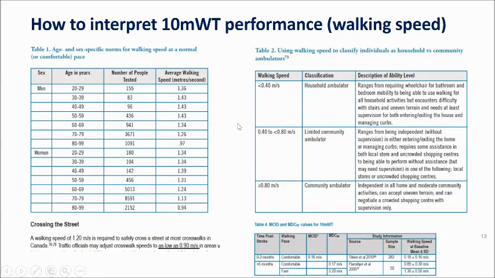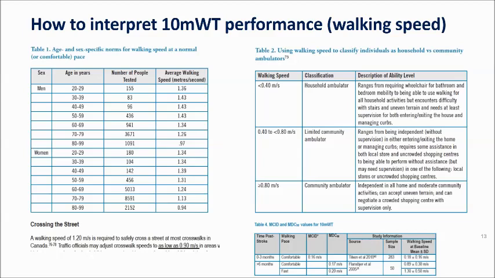Then we had the module about how to interpret performance. And this slide just shows you how to interpret gait speed as obtained through the 10-meter walk test. So on the left here, we have a table which presents age and sex-specific normative values for men and women separately for different decades of age. And so this was a way to be able to compare a patient's performance to what a healthy individual of the same sex and age might achieve on the 10-meter walk test.